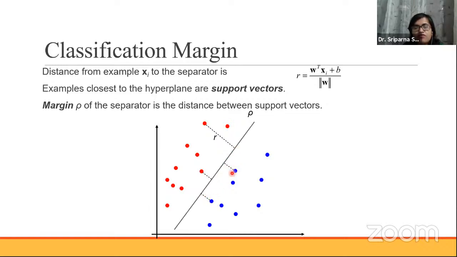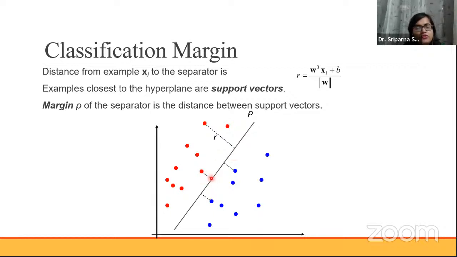So these two data points for the blue class are closest to the hyperplane, and here this is the point that is closest to the hyperplane. Now, based on this distance from the hyperplane, you need to decide the margin rho of the separator, which is the distance between support vectors. The data points that are closest to the hyperplane are known as support vectors. So these are going to support this hyperplane.